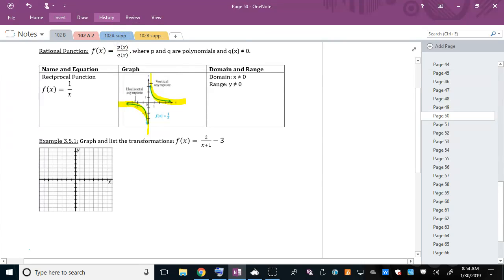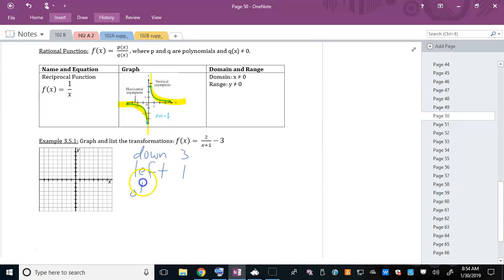So here we have the same sort of transformations we had earlier in this class. So with this function, that minus 3 at the end means we're going to go down 3. The plus 1 in the denominator, that's a horizontal. And remember, those are backwards from how I think they should be. So I'm going to go left 1. And the 2 on the top means I'm going to stretch by 2. So here, I'm going to go left 1 and down 3.